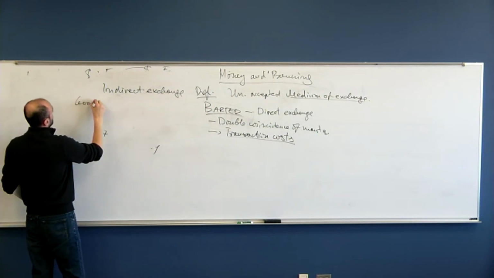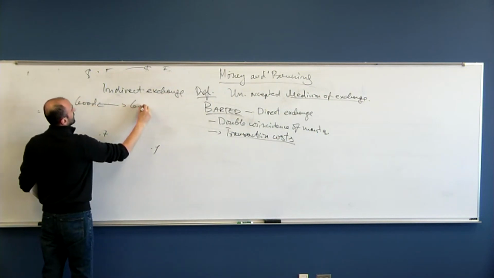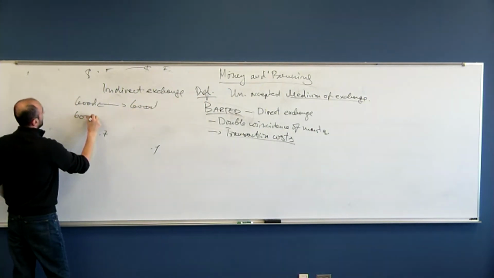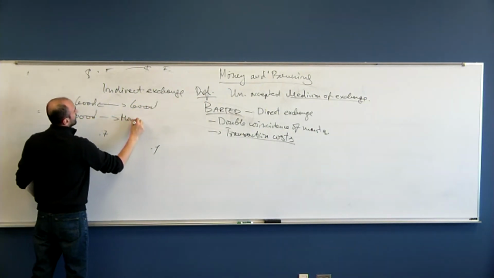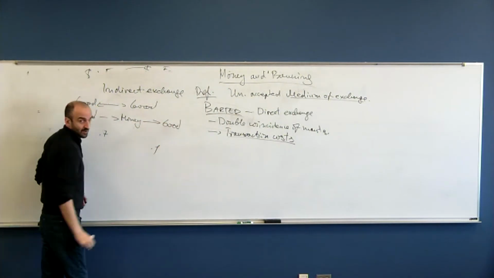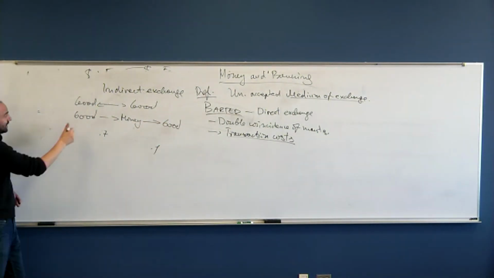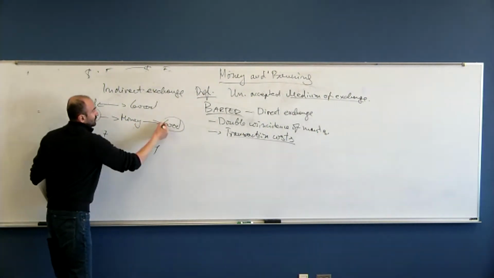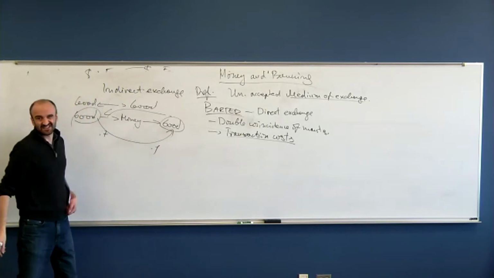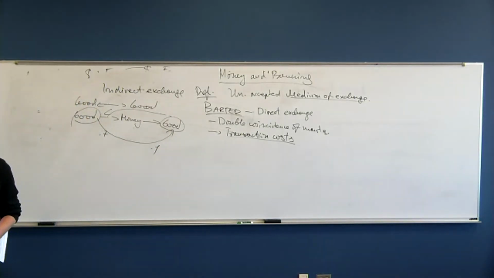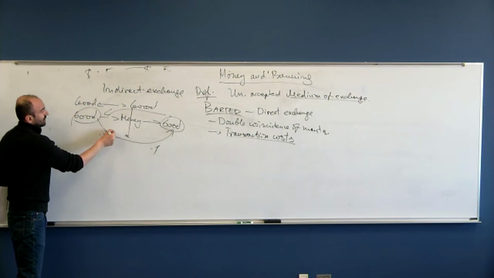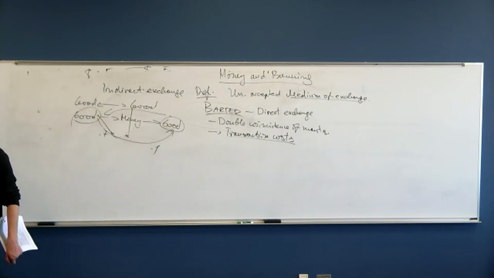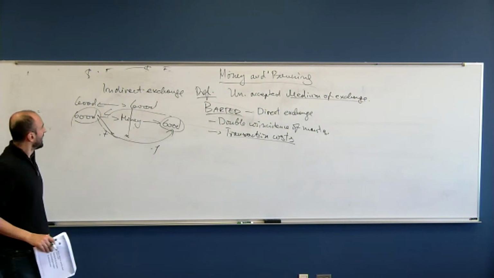So instead of good for good, that's direct exchange. Here you have good, money, and then good. So your goal is still to exchange this good, your pen, for a wristwatch. It's not convenient, it's not easy for you to do it directly. So you split up the transaction into two. Money is this intermediary: you sell a good for money, you get the money, and then you buy another good with money. Now, why money?